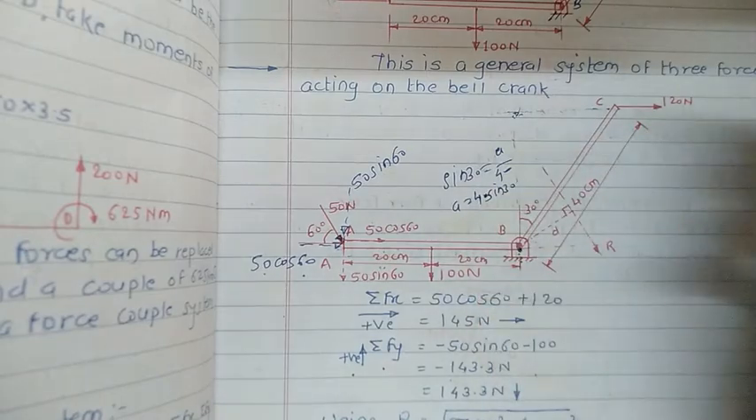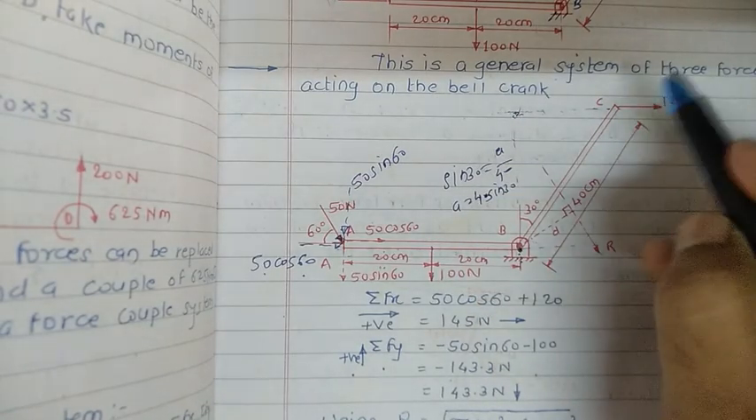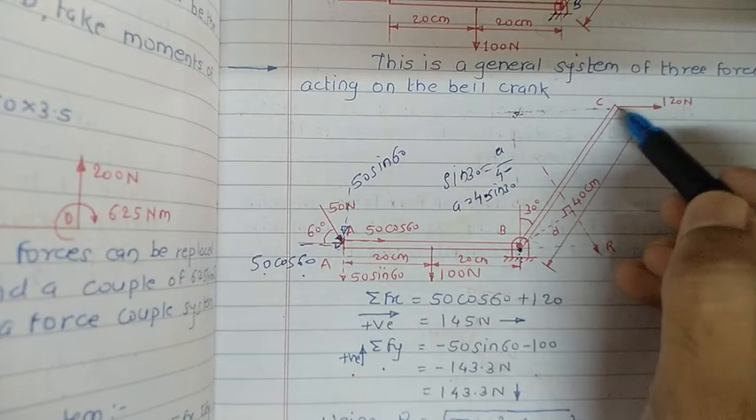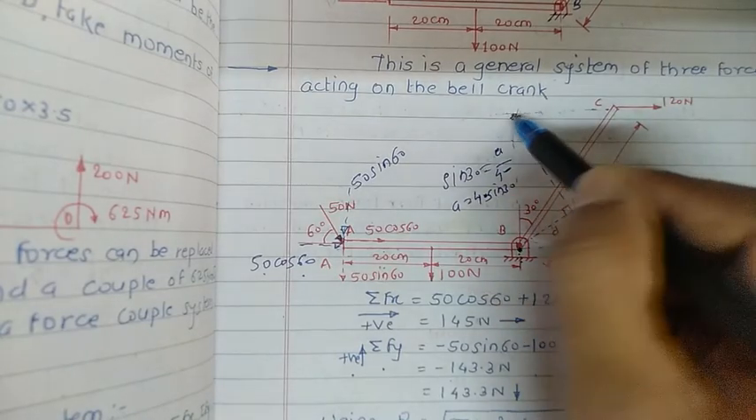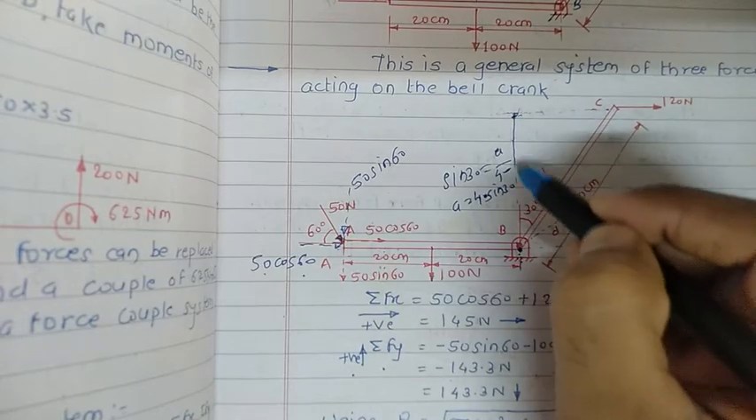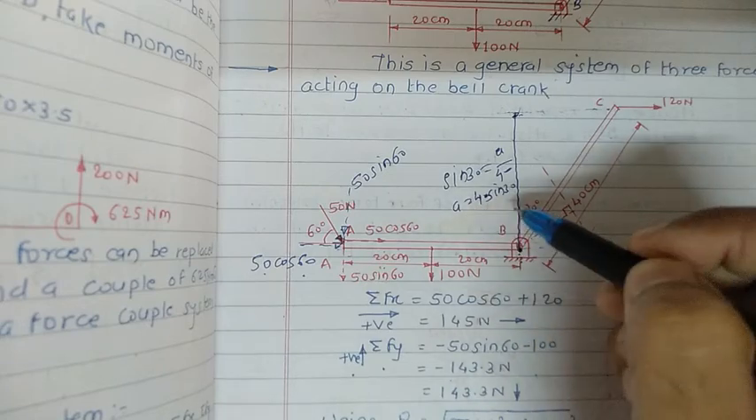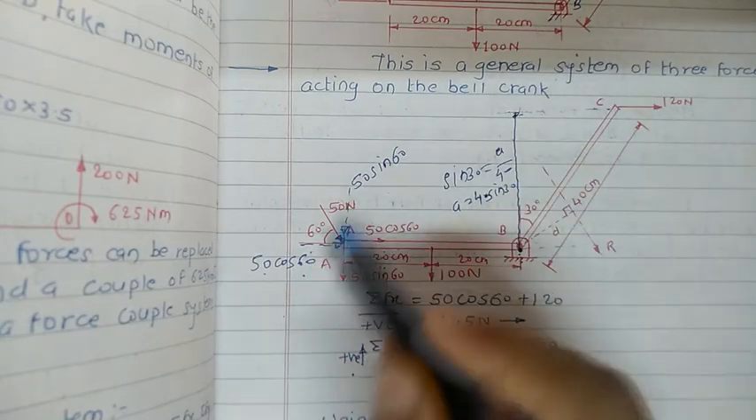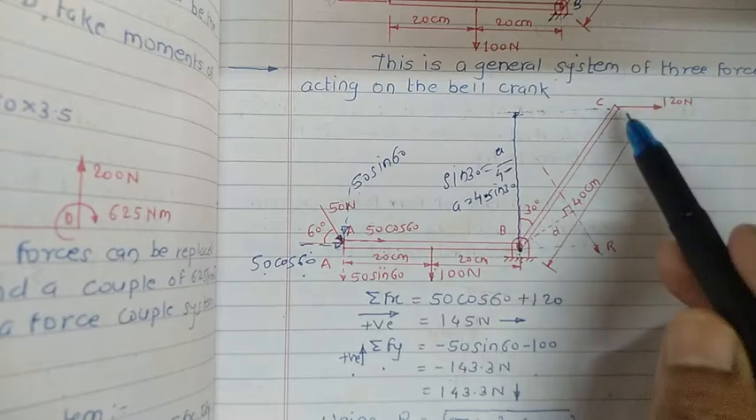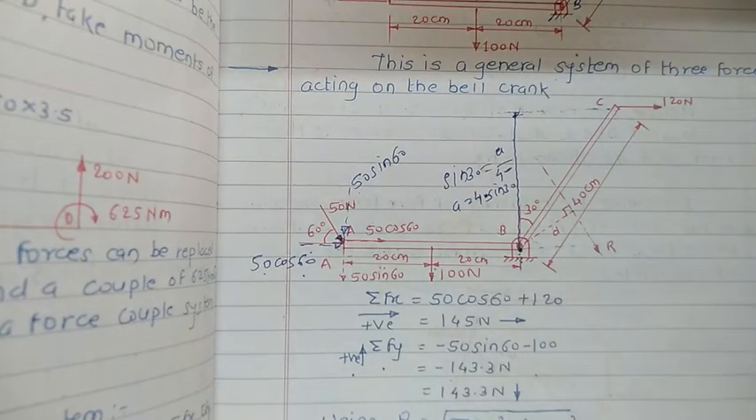This point is a very important one. To take the moment of this force, you just have to extend the line of action of this force up to this point. Why? Because then we get the perpendicular distance, and here is that perpendicular distance. So the perpendicular distance is 40 sine of 30.